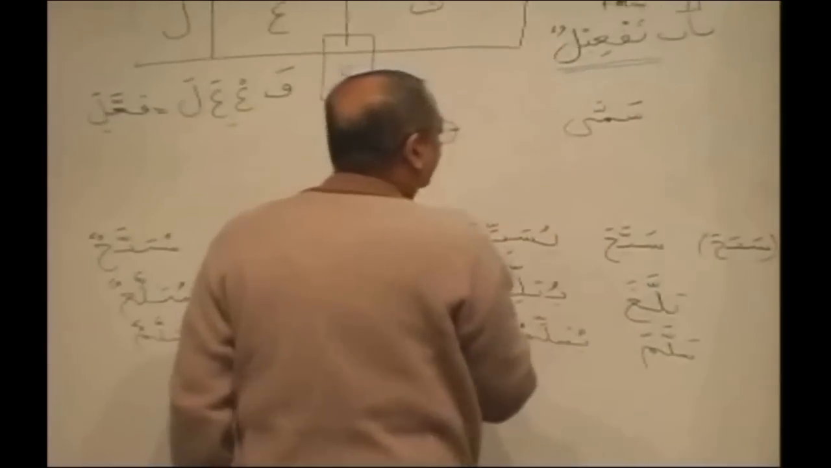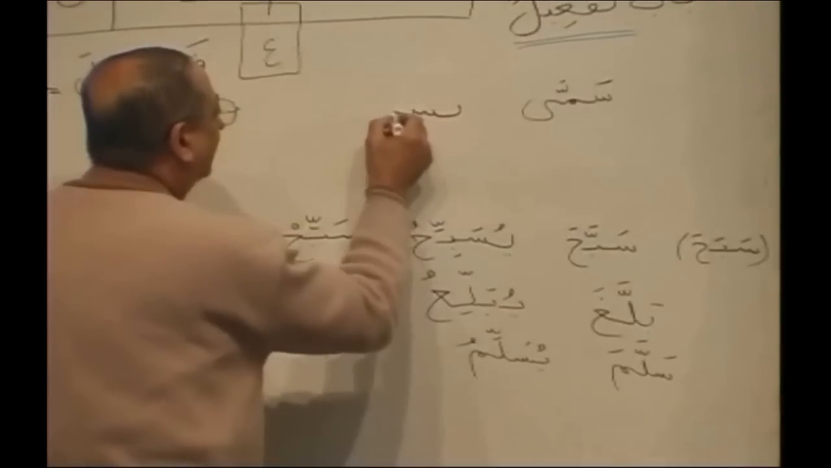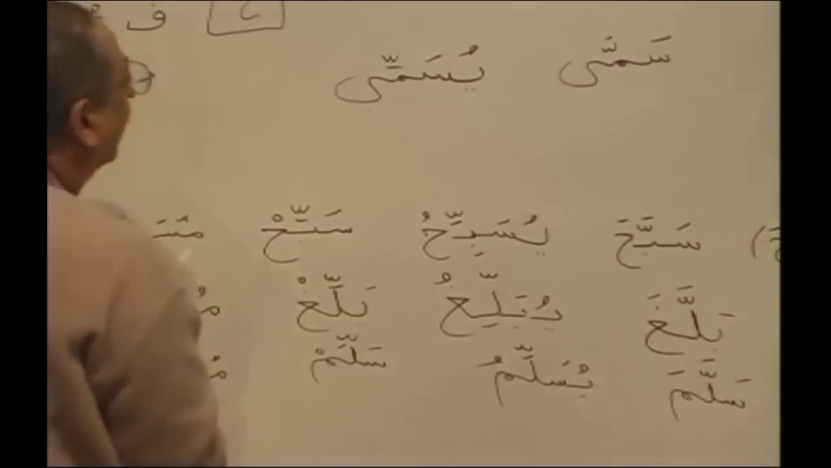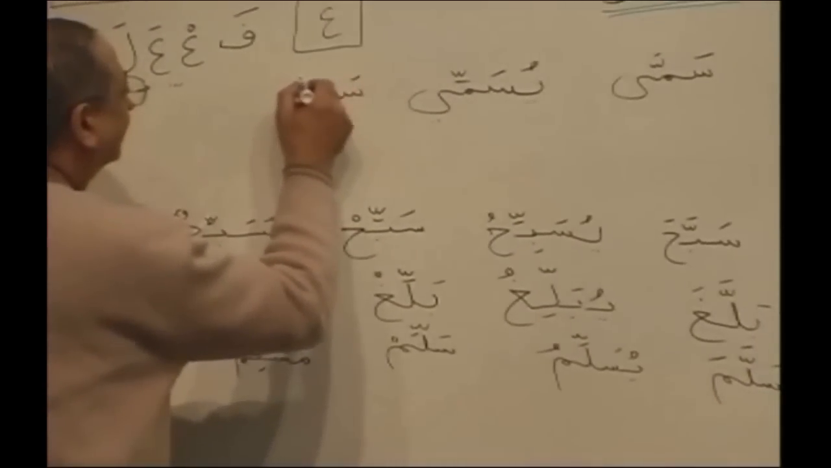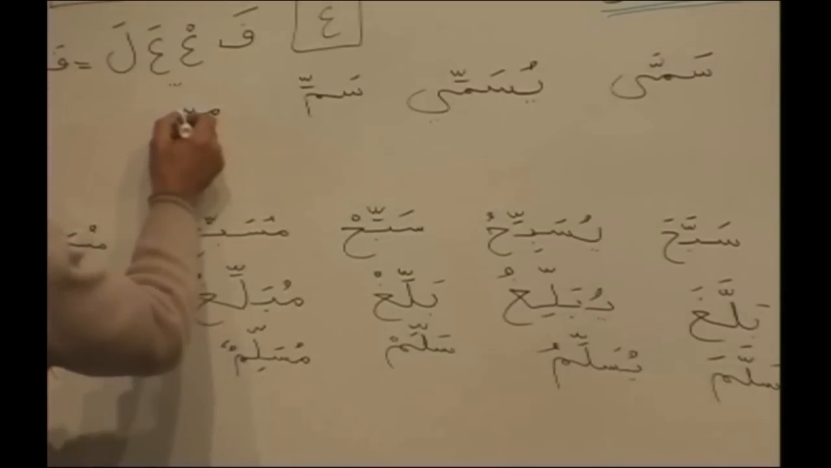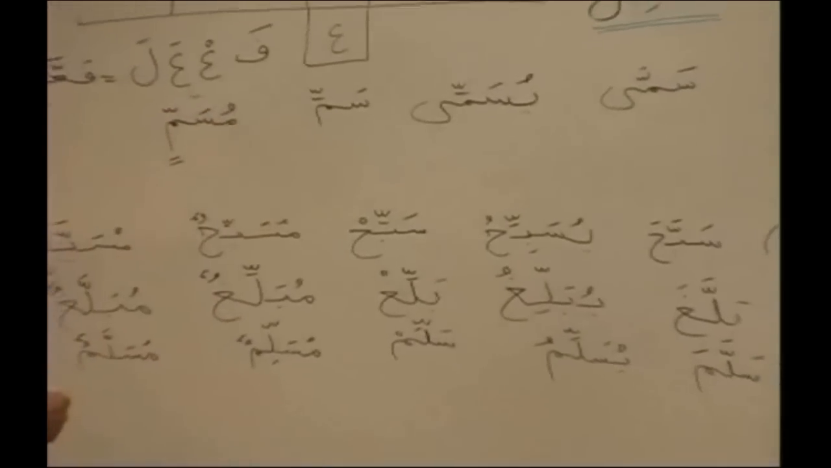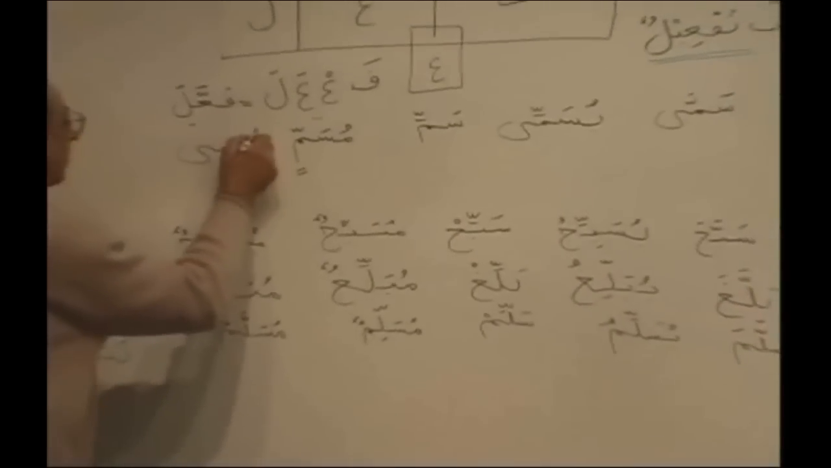Samma. What will be the mudari'? Yusammi. Yusammi. Amr. That's all. And then ism fa'il. Ism maf'ul. This is how you will write it down.